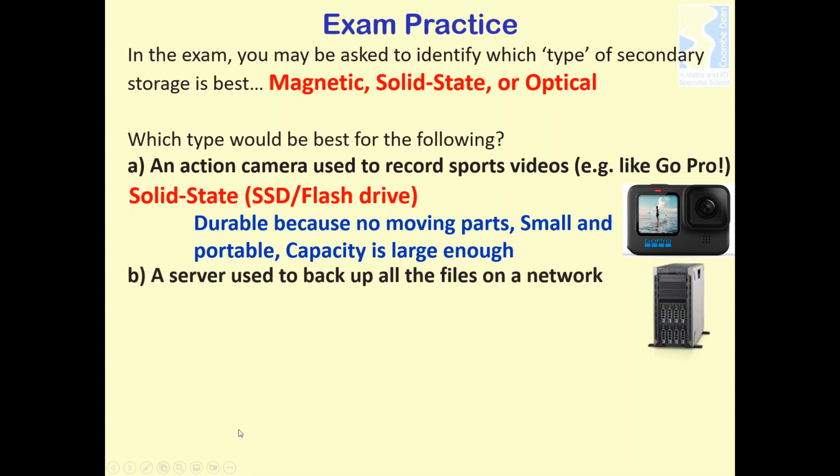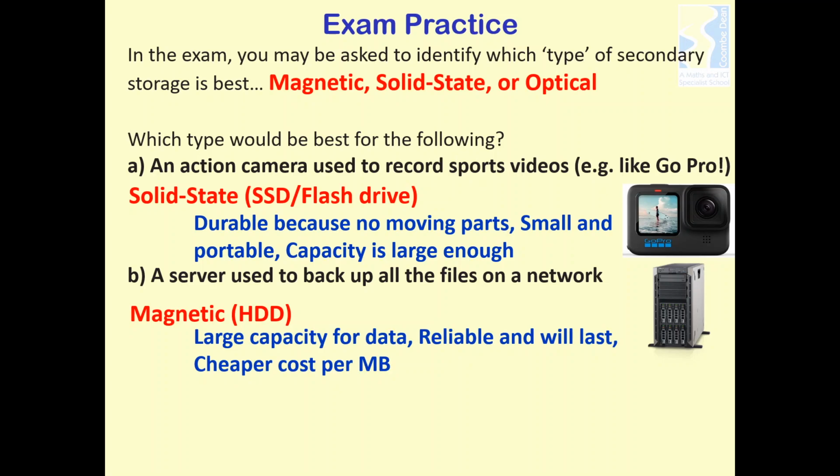Look at the second one. A server used to back up all the data of files on the network. The server's not moving around, it stays stationary and it needs to store a lot of data. So magnetic would be better for this. It has a large capacity for data, it's reliable, it will last a long time, and it is cheaper cost per megabyte because hard disk drives can store higher capacity. It's not being moved about, so durability is not an issue, it stays still.